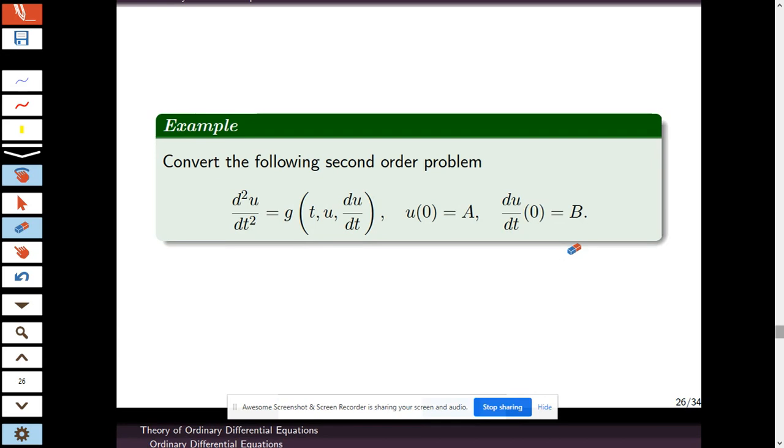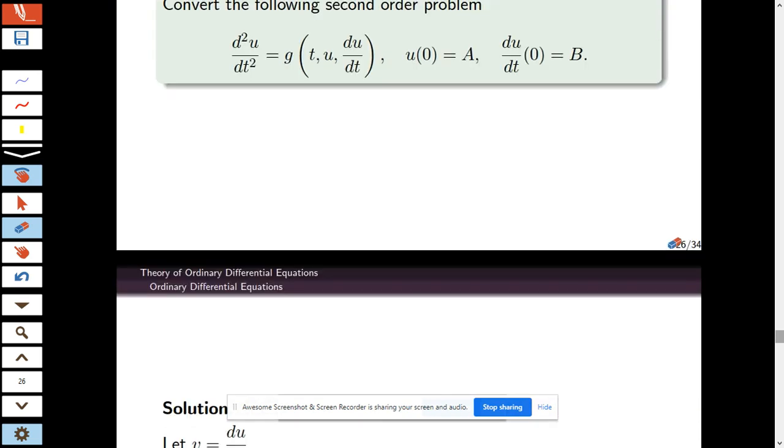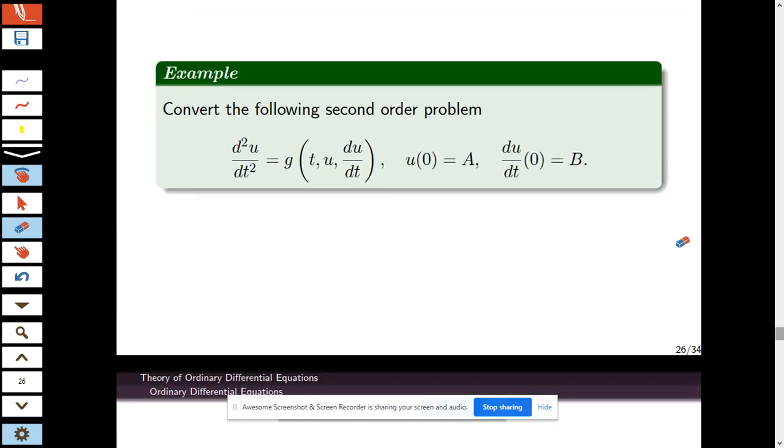Macam mana nak convert? Apa variable yang ada? U, T. Okay, let me see. Okay, anybody want to try? Already have the solution actually, doctor. Yeah, I've already given it.